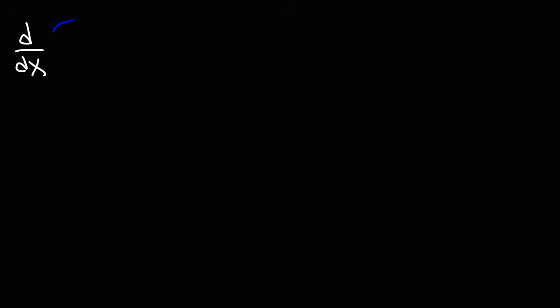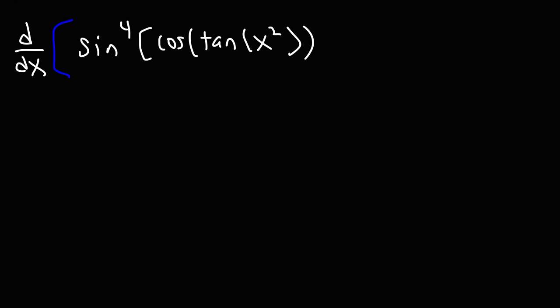Here's another example you can work on. Find the derivative of sine to the 4th power of cosine of tangent x squared. Now, what I would recommend doing, since we have an exponent here, is rewriting the expression.